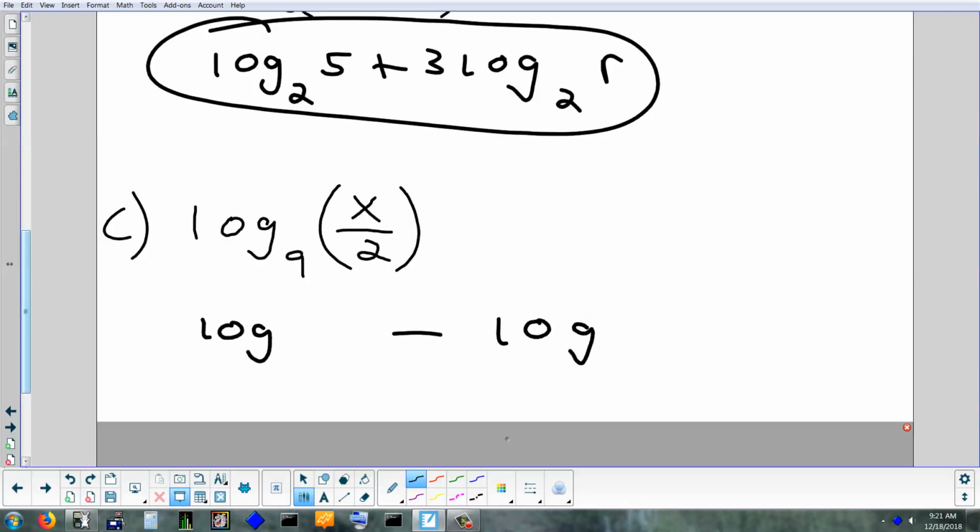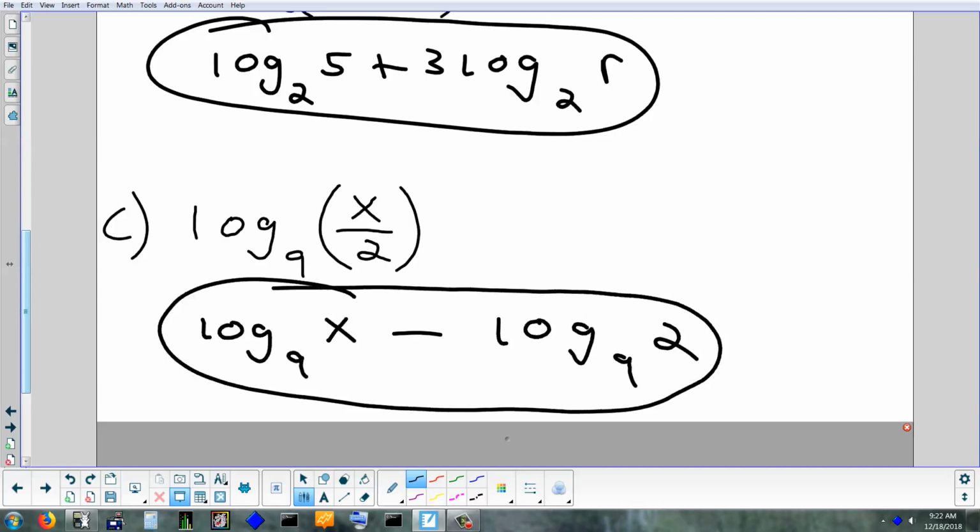What's the base on each log? 9. So base 9, base 9. My first argument, x, and my second argument, 2. And that's the final answer. Now this first part, there's nothing you could ever do with that unless you knew x. But the second part, once we know how to type in other bases, you could get a decimal for that. They wouldn't ask you to in a problem like this, but you could.